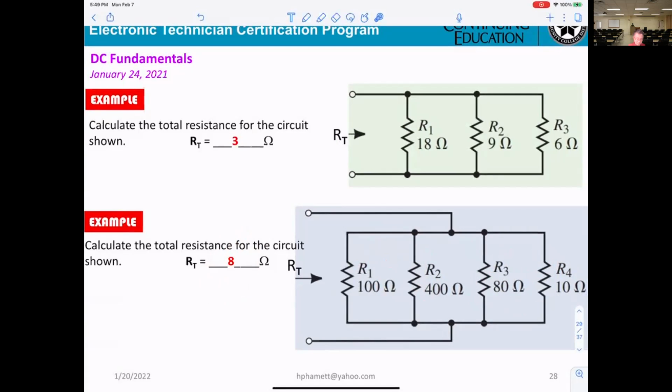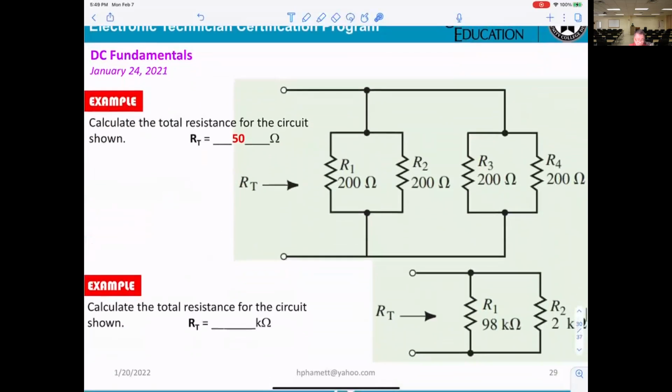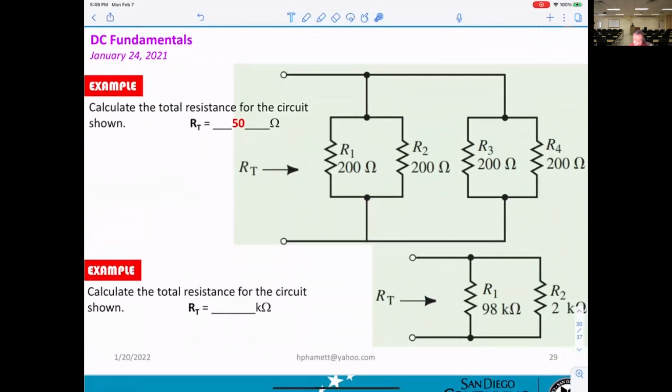You need to do it to make sure you get the right answer. And another one, same thing. They want the total resistance from here to here. That one is parallel, you combine it. That one is parallel, combine it. And both will be two new parallel, and the answer will be 50 ohm.